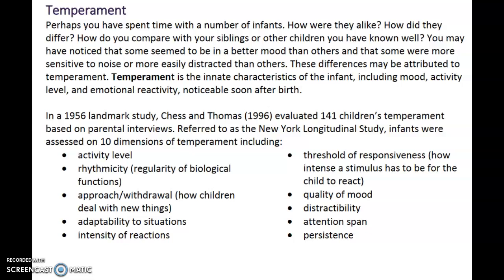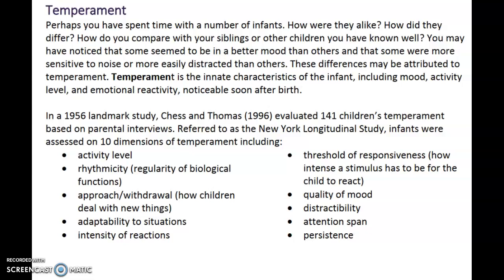But what I wanted to really focus on is that the theory, the belief about temperament, is that it is genetically hardwired for people. So they are born with their temperament. Your temperament from the time you were an infant is the same as your temperament today. Like I said, we're going to discuss really briefly how personality plays into that. But temperament is really those innate characteristics in the infant or in yourself that include things like mood, activity level, and emotional reactivity, and they're noticeable pretty soon after birth.